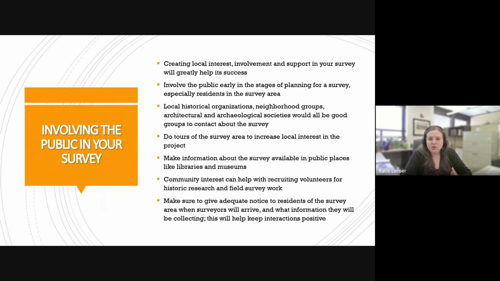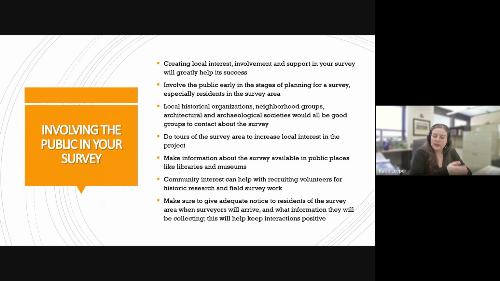And make information available about the survey in public places such as libraries and museums, wherever you can put down a flyer in a place where people might be interested. And do this throughout the process, both for the start, if people want to get involved in the survey early, and then also throughout. And once you've completed the survey, make sure to make that information available as well. People will be interested to see what you've learned.